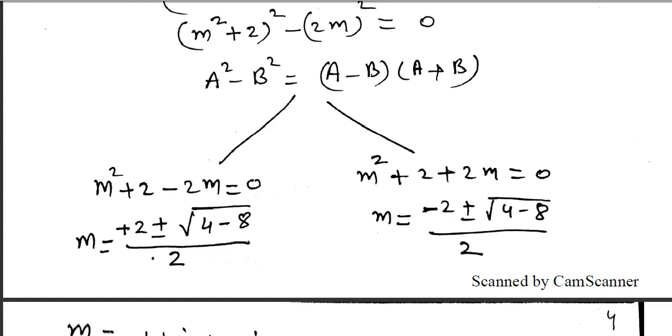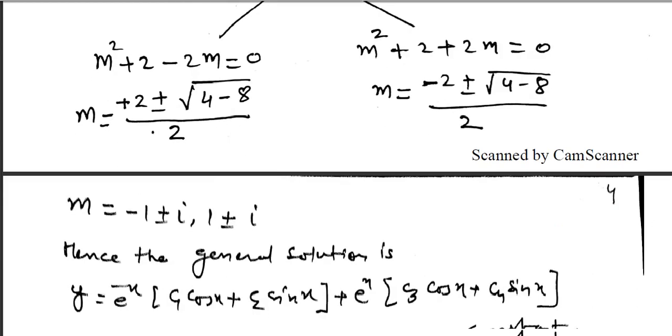So m square plus 2 minus 2m equal to 0. m square plus 2 plus 2m equal to 0. So m is equal to, by the root formula, minus 2 plus minus root 4 minus 8 upon 2. Look at here, we are using the formula minus b plus minus under root b square minus 4ac upon 2. Okay, so no issue.